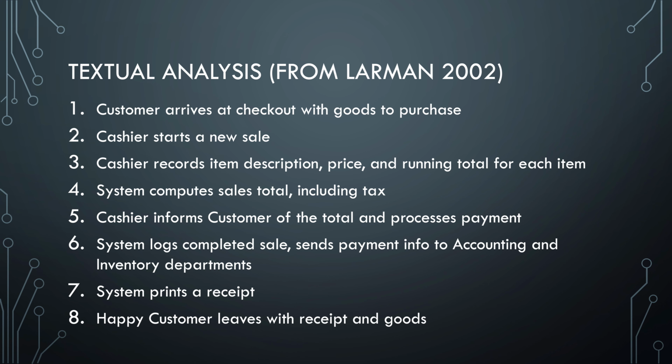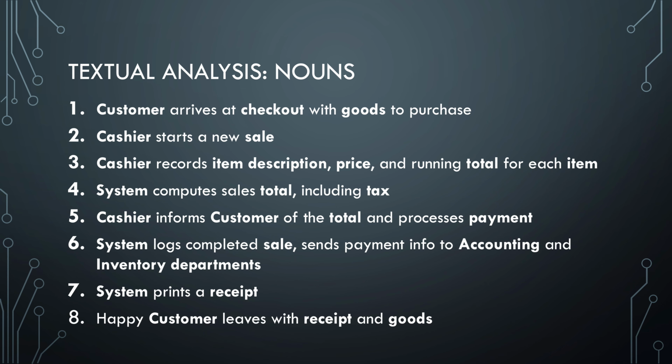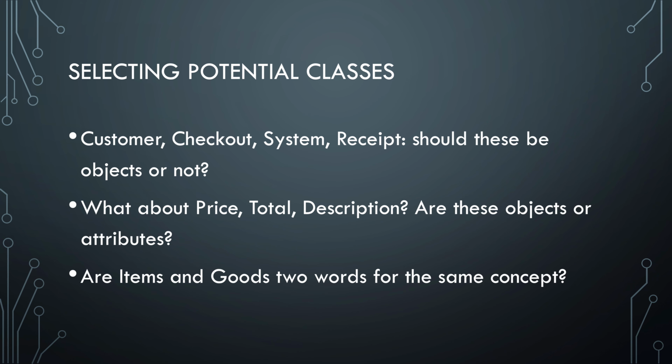Here's a use case from the convenience store that we've seen earlier. You can look at the use case and select the nouns. Some of these are probably going to be classes in the system. But note that these nouns are just starting points. Not all of them should be classes. Some of them may be attributes, some nouns may be synonyms of other nouns, and some nouns may not be useful at all. Should customer, checkout, system, and receipt be classes?